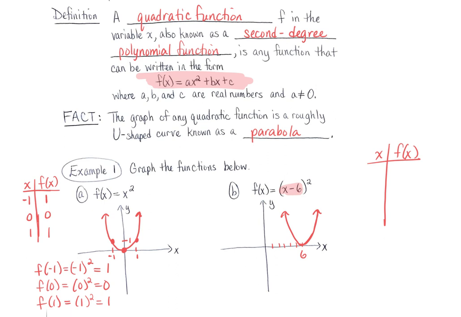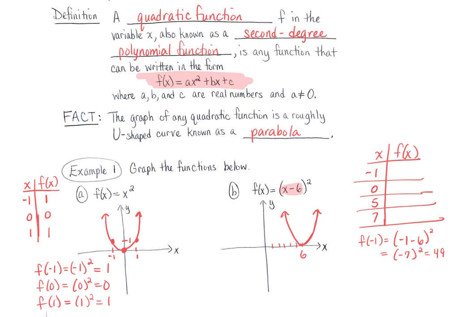Okay, so let's choose a few values. Let's choose -1. Let's choose 0. Let's choose 5. And let's choose 7. And let's find the corresponding y values. Okay? So f of -1 is equal to the quantity, so we put parentheses, -1 minus 6 squared. That's equal to -7 quantity squared. -7 quantity squared is 49.